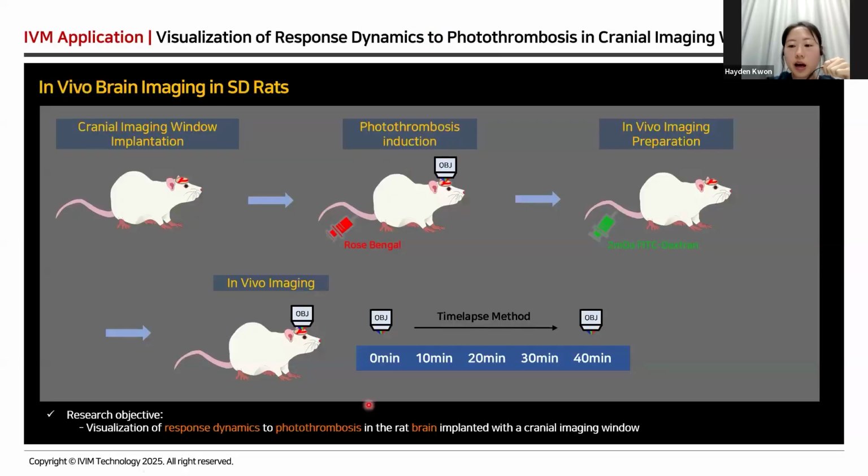So in this study, to model hemorrhagic conditions such as stroke or microinfarction, we intravenously injected rose bengal and then applied a 561 nanometer laser wavelength to the targeted region. This triggered the production of reactive oxygen species, which induced localized vascular injury. As a result, thrombosis was formed, physically blocking blood flow in the vessel and thereby reproducing the disease condition.